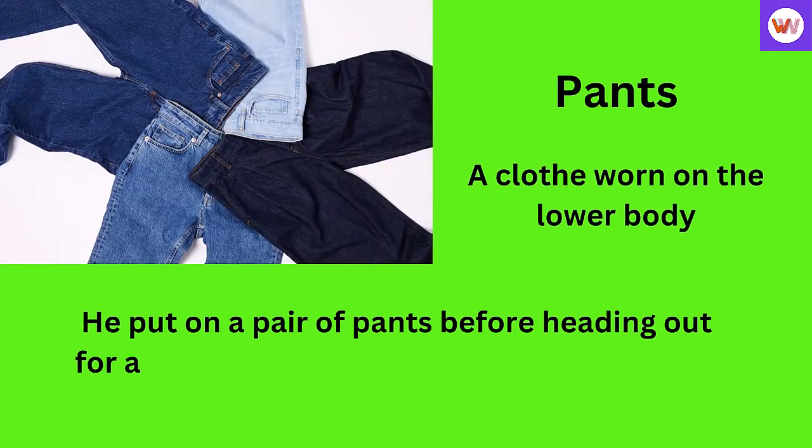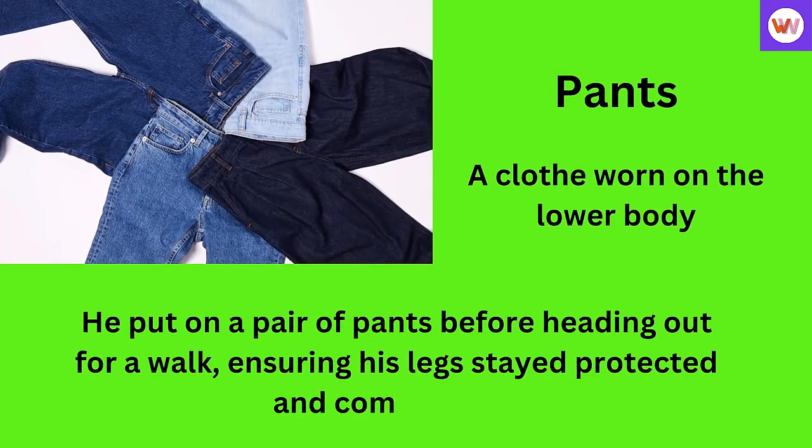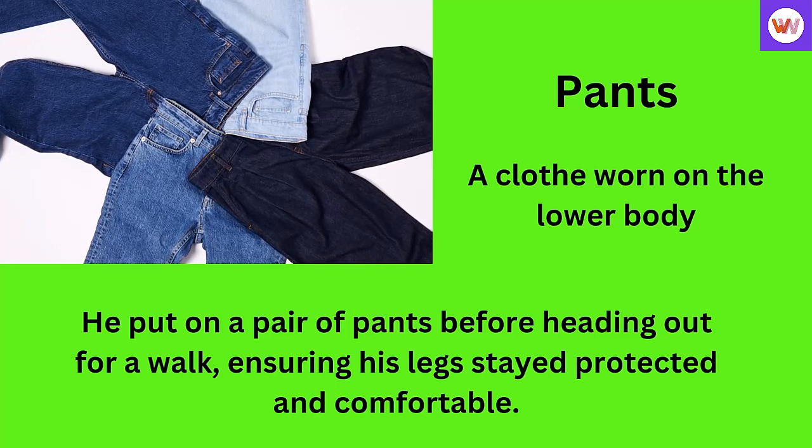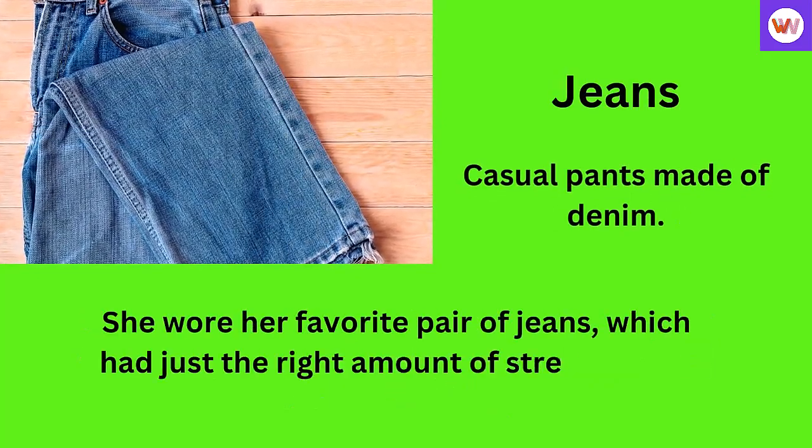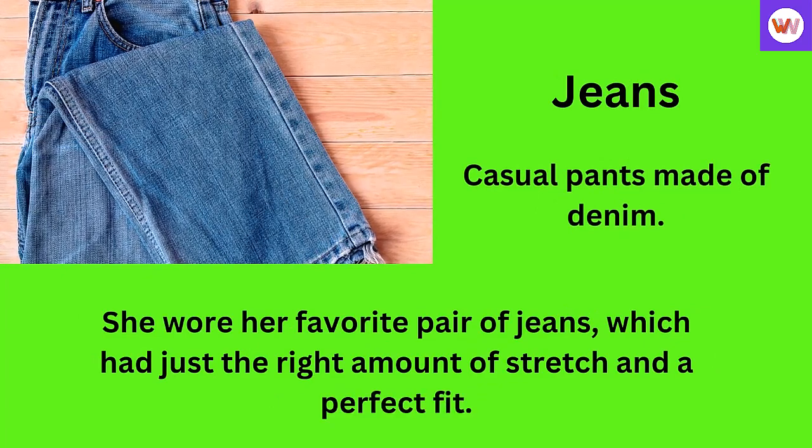Pants. A cloth worn on the lower body. He put on a pair of pants before heading out for a walk, ensuring his legs stayed protected and comfortable. Jeans. Casual pants, made of denim. She wore her favorite pair of jeans, which had just the right amount of stretch and a perfect fit.